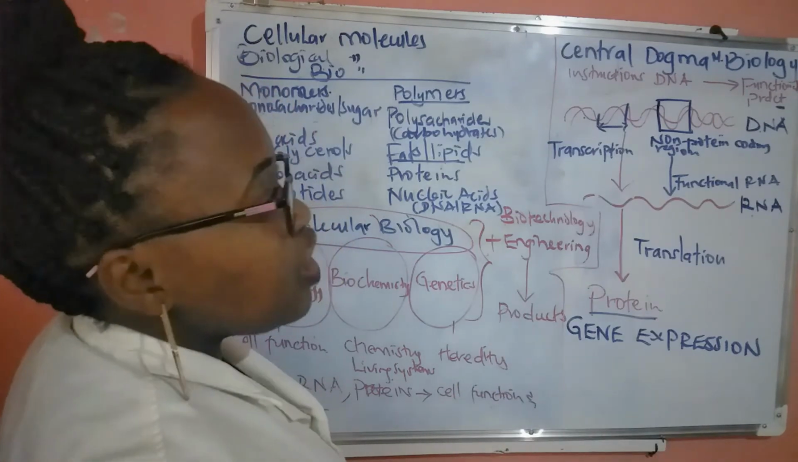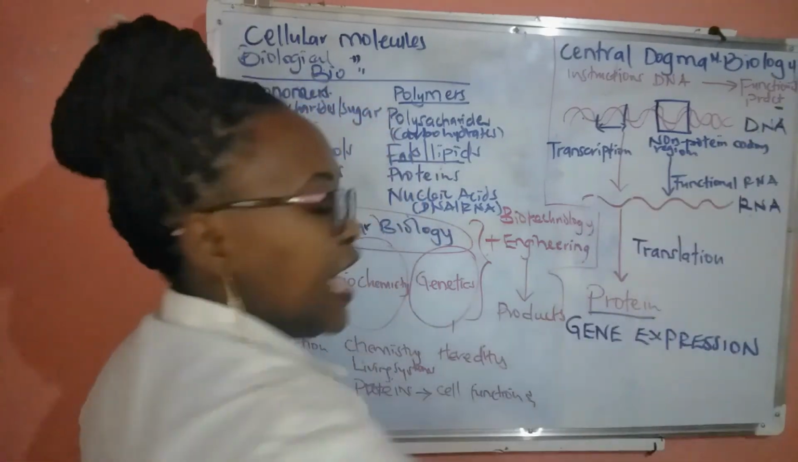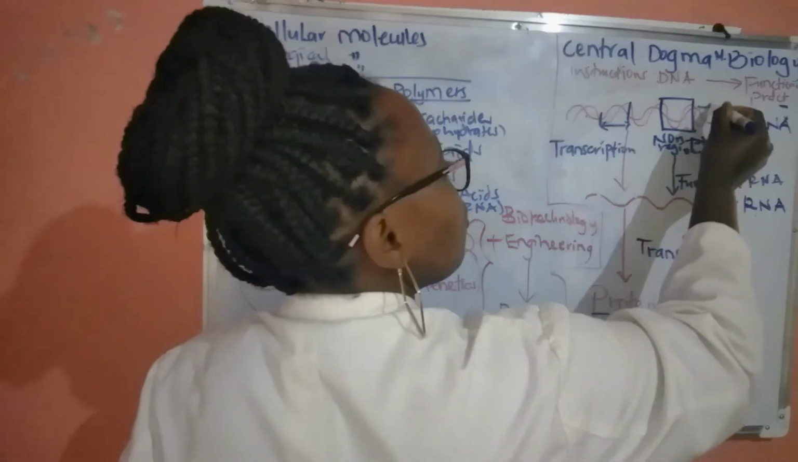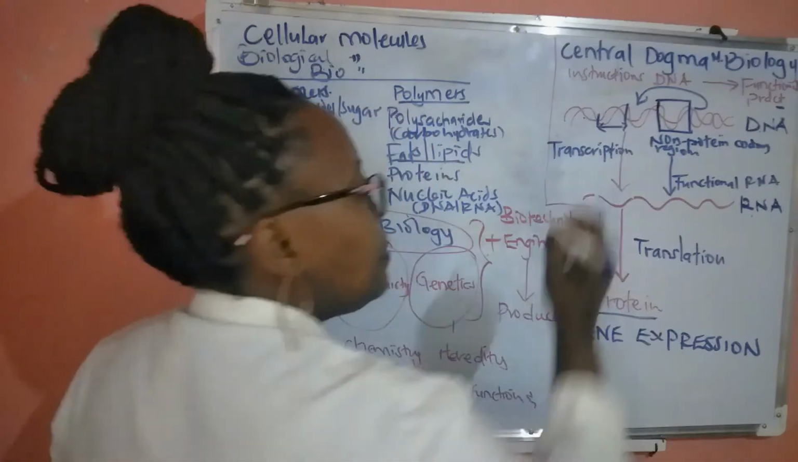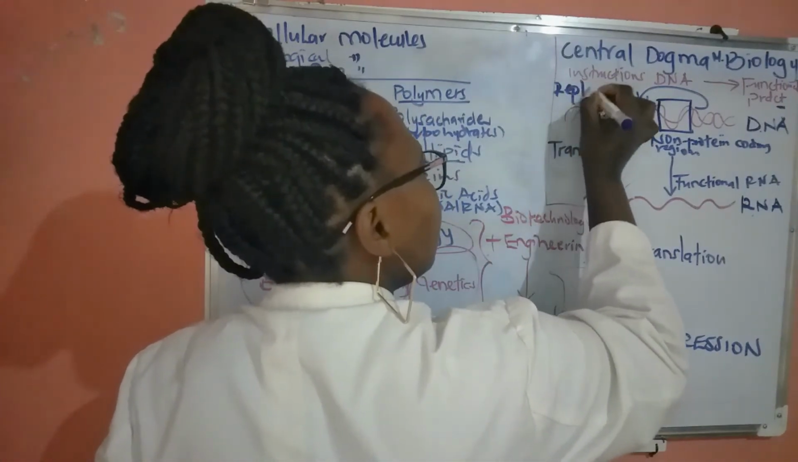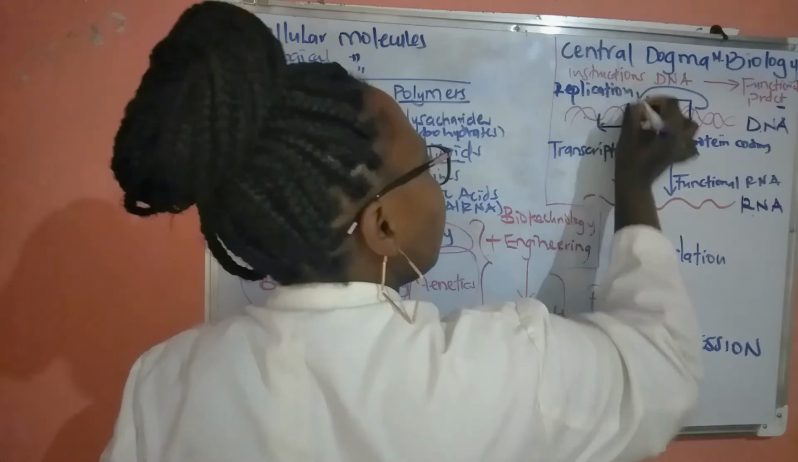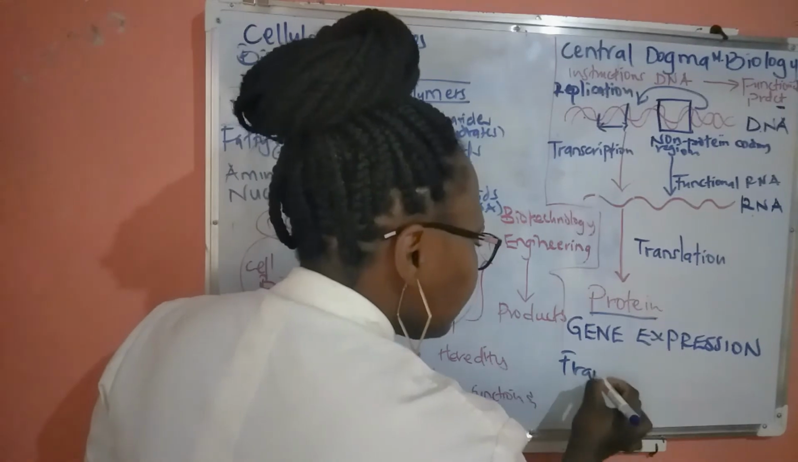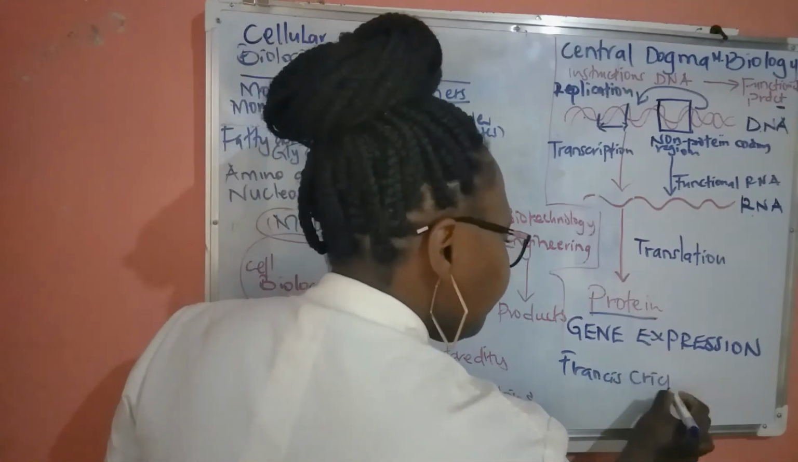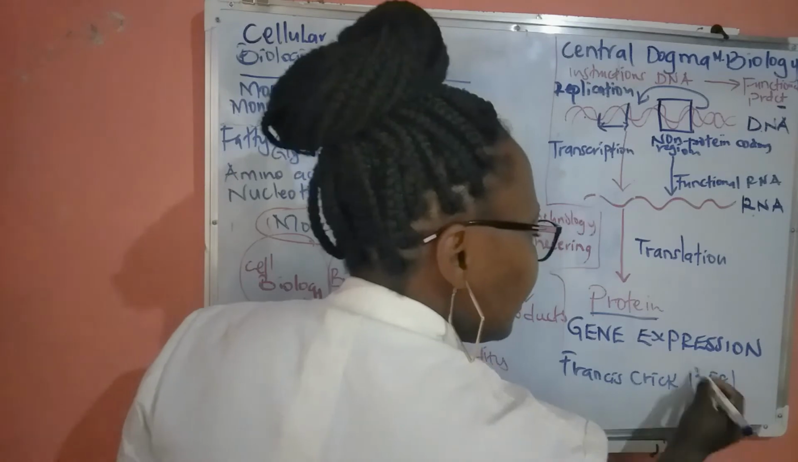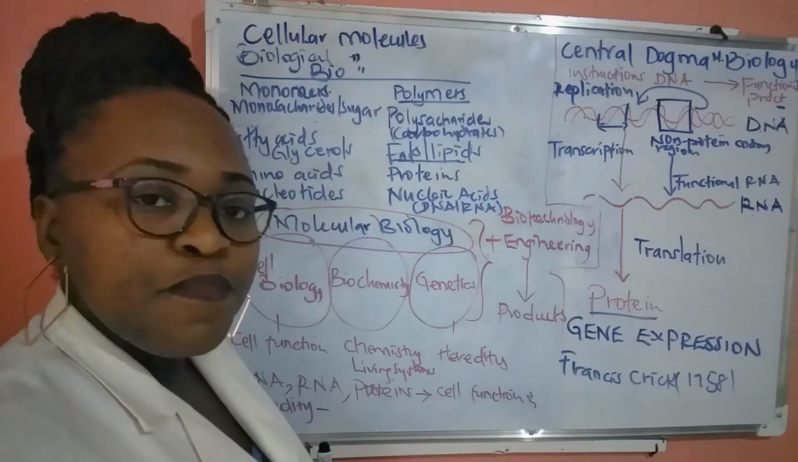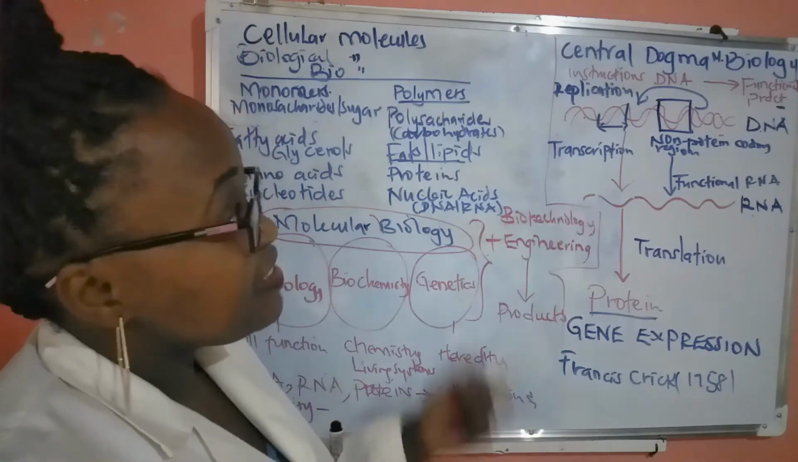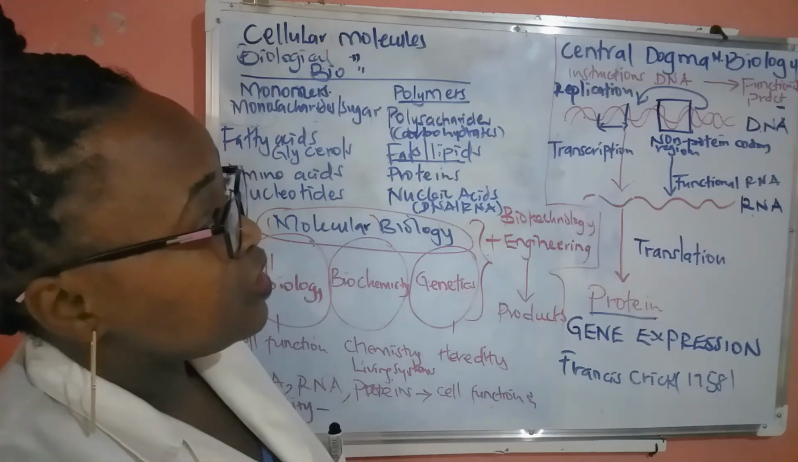And then we also have DNA multiplying itself into many copies of the same, which usually is called replication. Now, this central dogma was defined by someone called Francis Crick in 1958, and he's one of the people who were able to define the structure of DNA as we will be looking at it. So that is the central dogma of molecular biology.